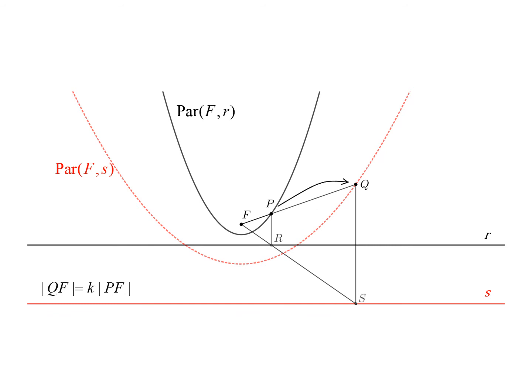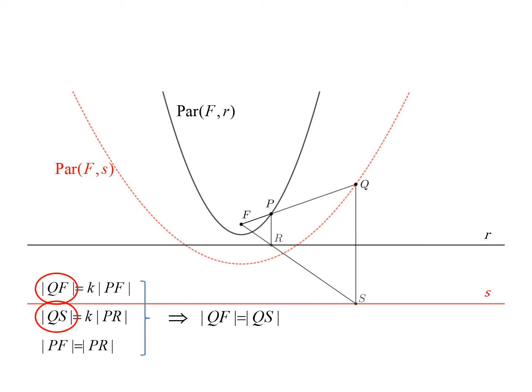The scaling transforms the point R into the point S, as we have seen before. So the line segment PR is transformed to QS. And since scaling scales all lengths with the same factor k, we have QS equals k times PR. Finally, since P is on the black parabola, the distance from P to F equals the distance from P to R. So these are equal, and thus these are equal as well. So the distance from Q to F equals the distance from Q to S.